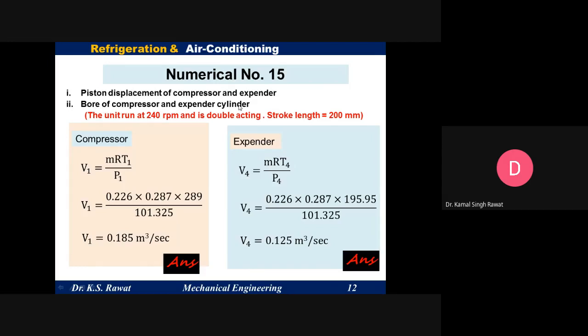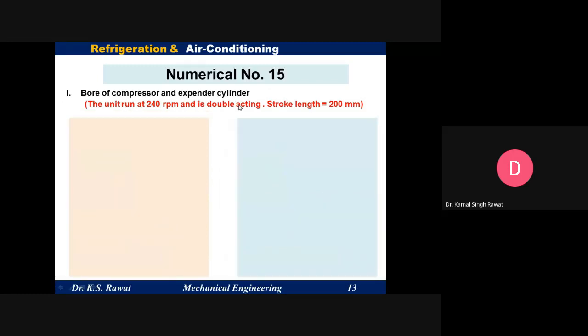Okay. So now we have to calculate the bore diameter. It means cylinder diameter. First we will calculate the diameter for the compressor, then we will calculate the diameter of the expander. So for the compressor, we have the value of V1. The value of V1 is 0.185 meter cube per second.